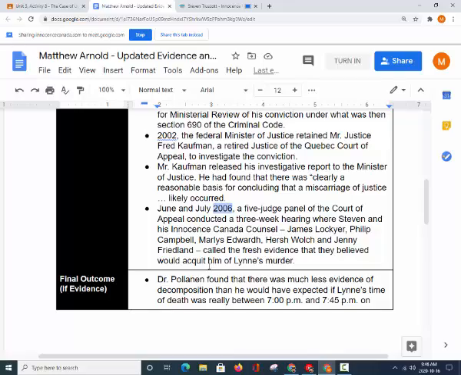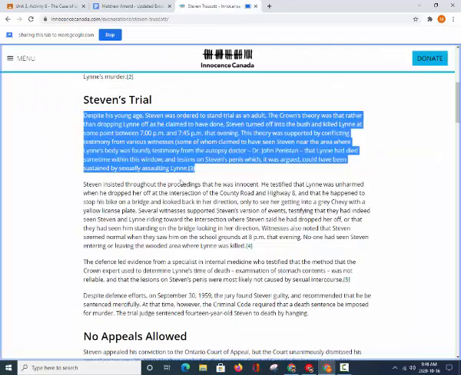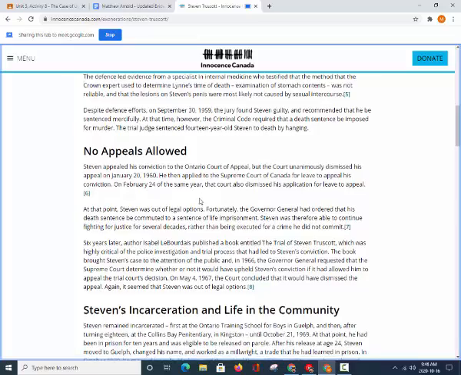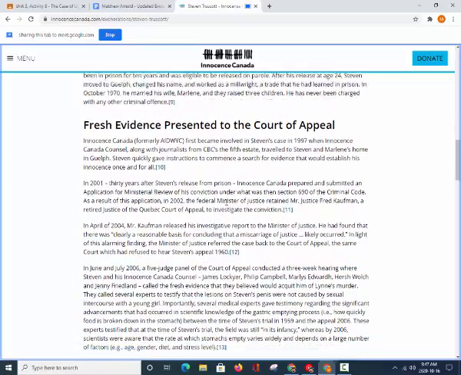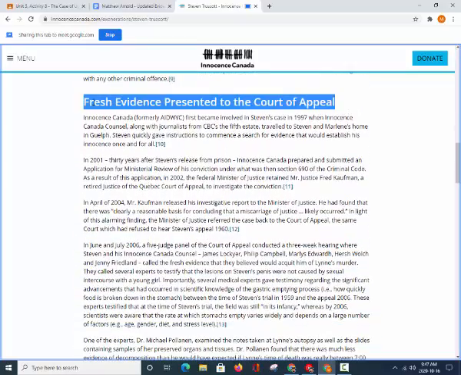The final outcome, including evidence, is the new evidence section that you are going to find that allowed your particular accused person to be released. So allowed the appeal to be successful. And I found that under fresh evidence presented to the Court of Appeal.